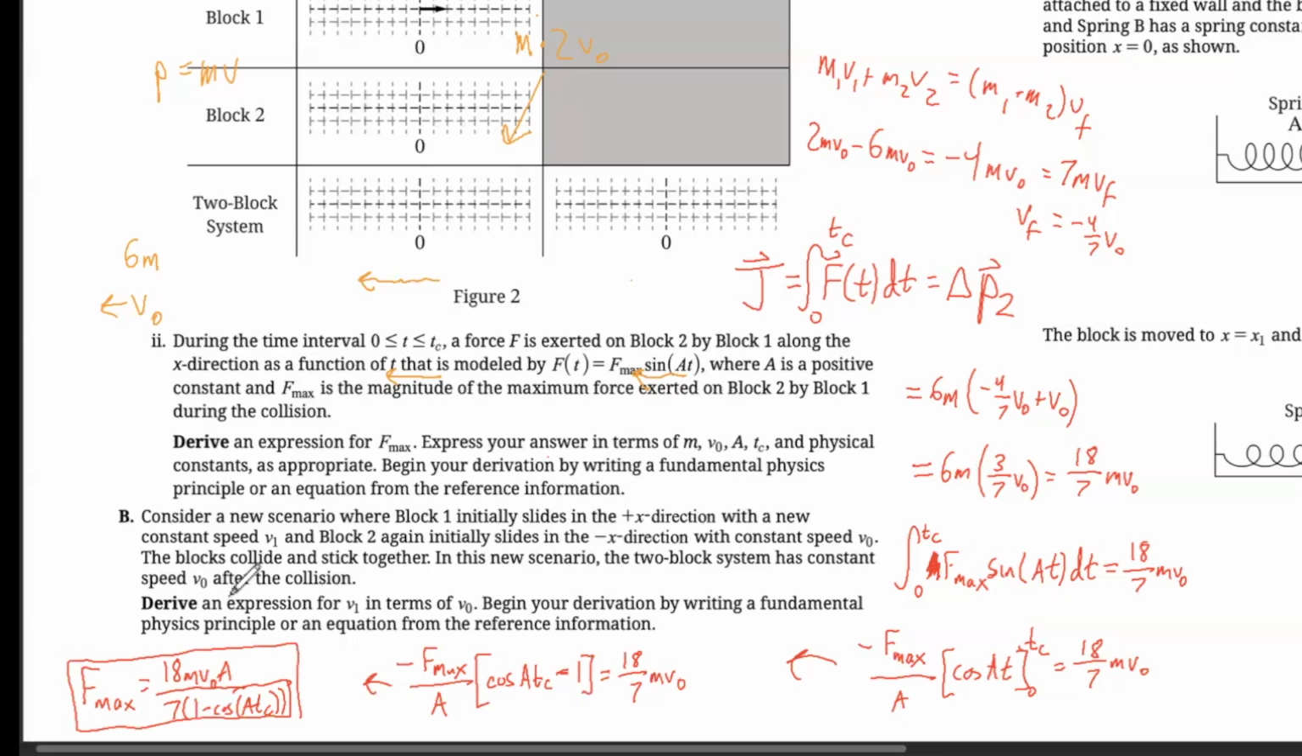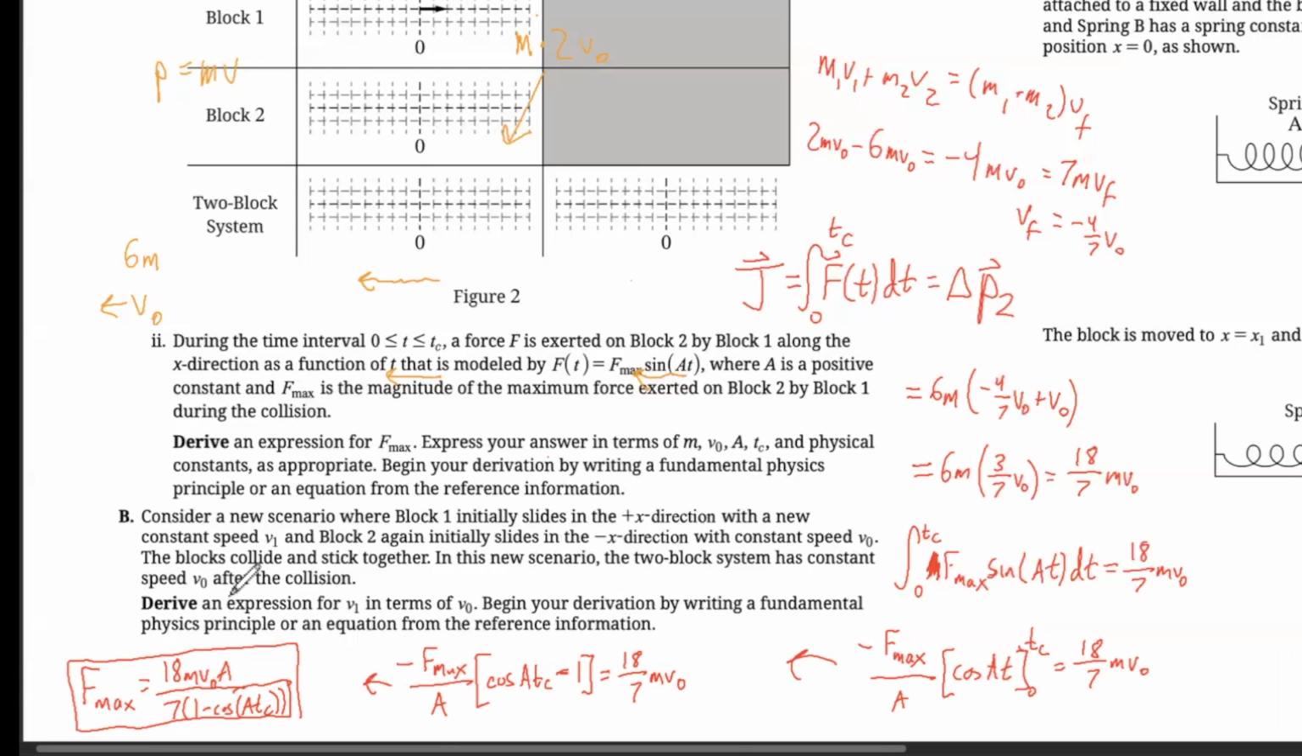Consider a new scenario where block one initially slides in the x direction and block two starts in the negative x direction with a constant speed of v0. They then stick together. And the two block system has a constant speed of v0 after the collision. So part B is kind of implying that the two would be moving to the right. Block one initially slides in the plus x direction with a constant speed of v1, and block two has a constant speed of v0.